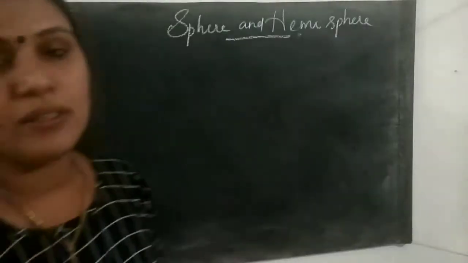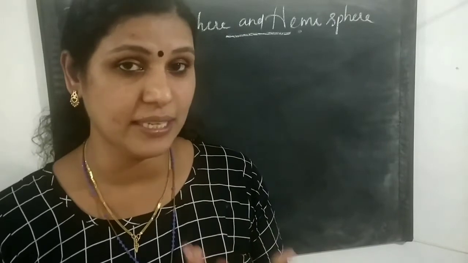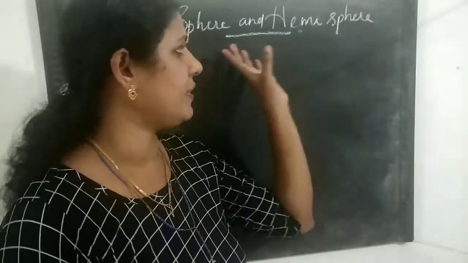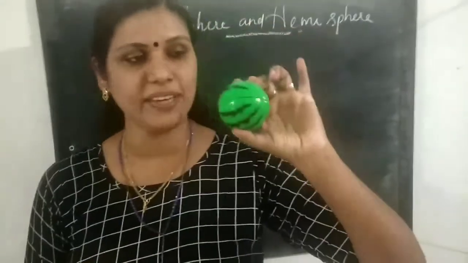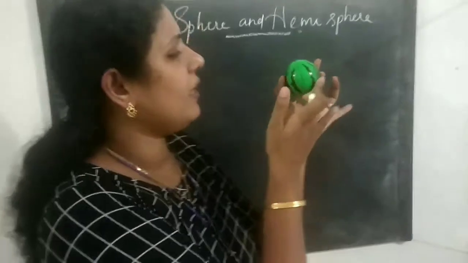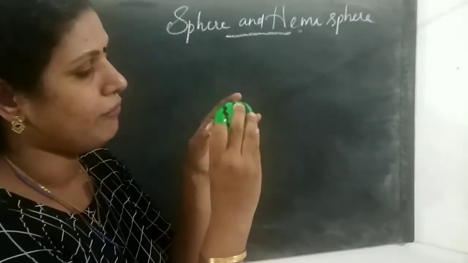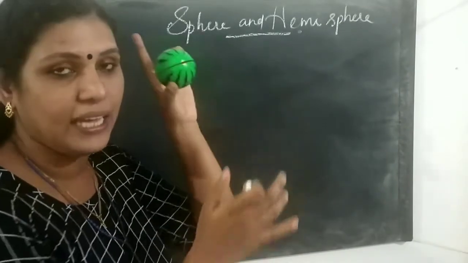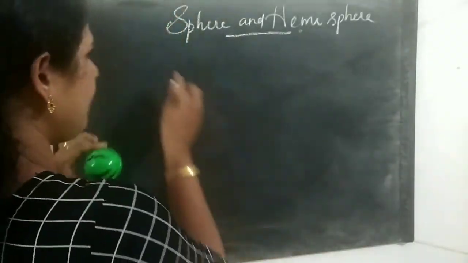Now we are going to study the sphere and hemisphere: the total surface area and the curved surface area of a sphere and a hemisphere. See, a sphere looks like a ball, isn't it? This is a sphere, and here we can see only one face. This is the total surface area of a sphere.